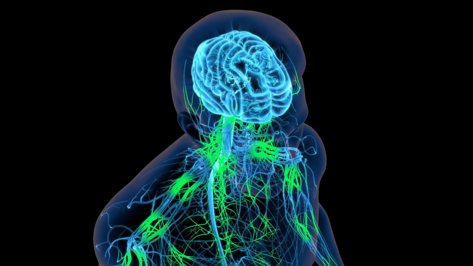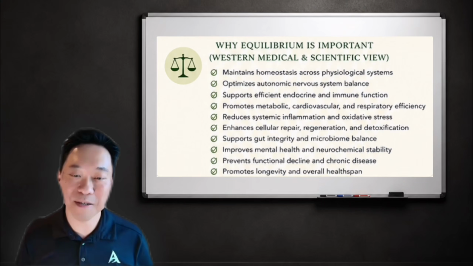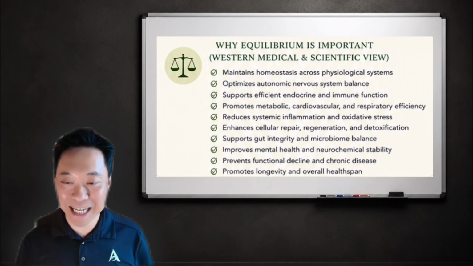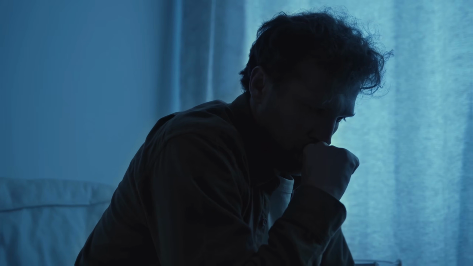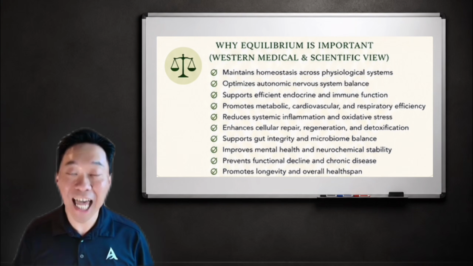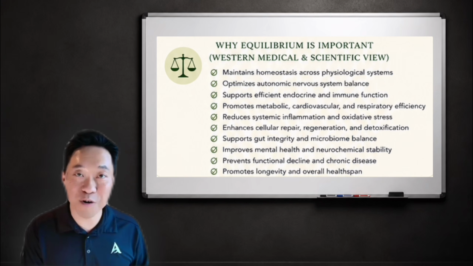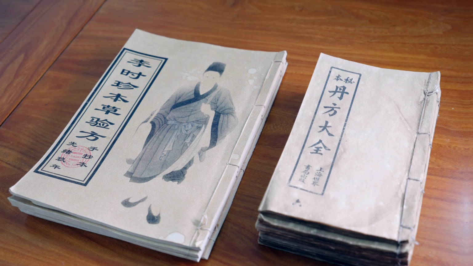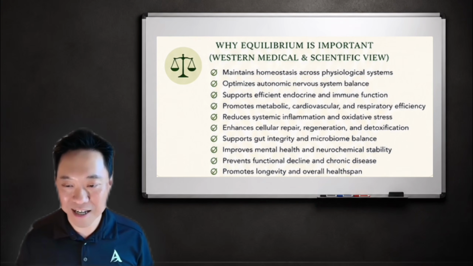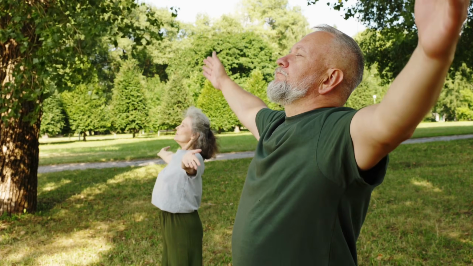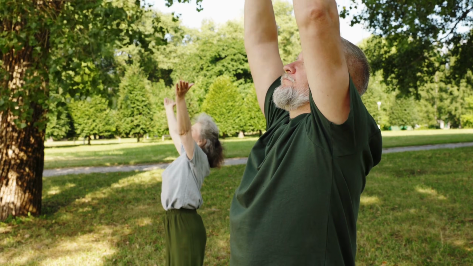Optimize autonomic nervous system so that you're not in fight or flight all the time, okay? Support efficient endocrine and immune function, metabolic function, reduce systemic inflammation and oxidative stress, enhance cellular repair, regeneration, and detoxification. The five elements can help you do this. See, I told you, they just use different words, but what they were practicing, traditional Chinese medicine 3,000 years ago, is more advanced than today's Western medicine, okay? Supports gut integrity, microbiome, prevents functional decline, chronic disease, promotes longevity and overall health span.